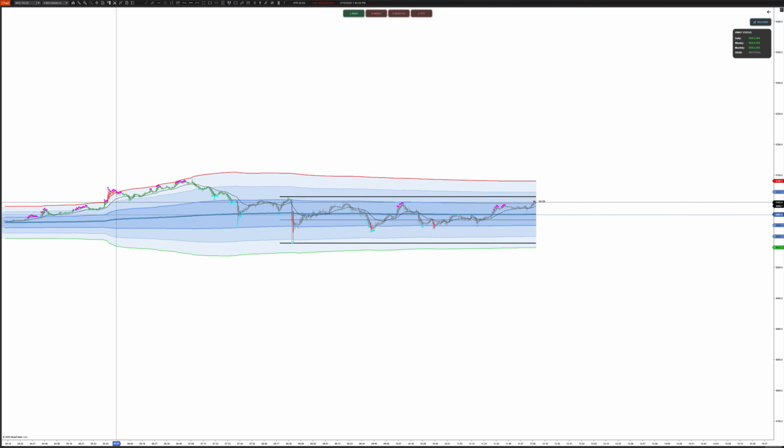Okay. And as we come outside of that first standard deviation, as you see back here, we are now in a trending market and we should be looking for continuation trades in that trend.